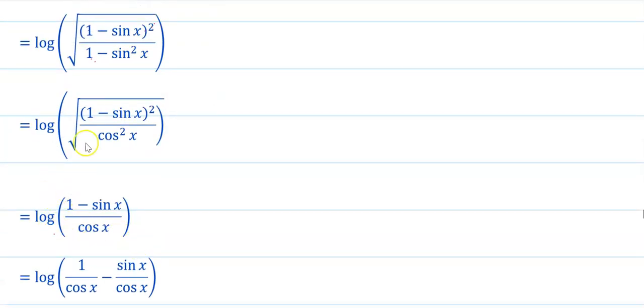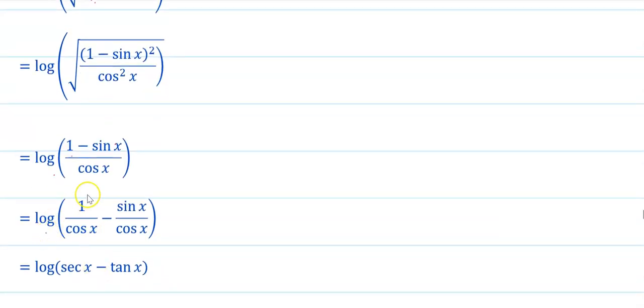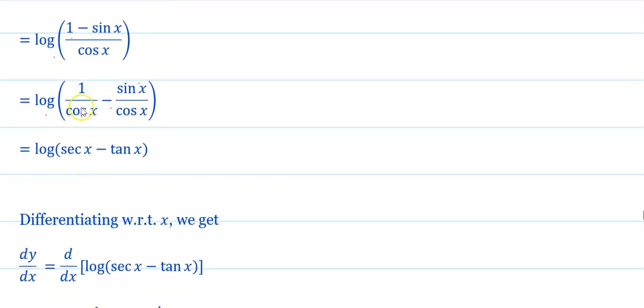Then you will get log of (1 minus sin x) upon cos x. Separate this. Log of 1 upon cos x minus sin x upon cos x. 1 upon cos means what? Sec. Sin x upon cos means what? Tan. And hence you have here y. Now differentiate this with respect to x. dy by dx is equal to d/dx of log of (sec x minus tan x).